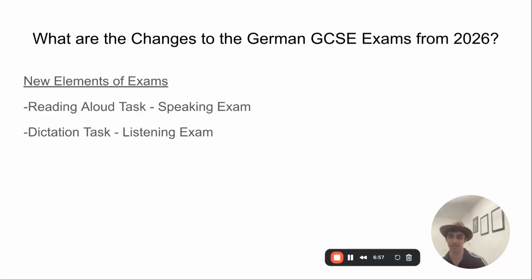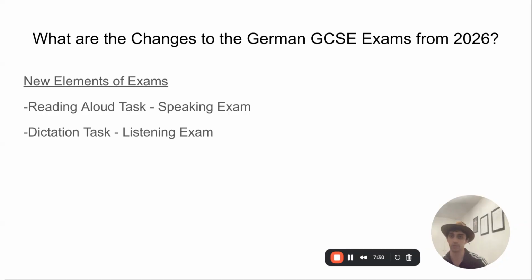So moving on nicely now to the new elements of the exams from 2026 onwards for AQA and Pearson EdXL GCSE only. One of these is the reading aloud task. That affects the speaking exam only. So the reading aloud task is a new part of the speaking exam. And what that consists of is, as the name suggests, essentially the student will have to read aloud something in German. So that is a task that should be reasonably easy to practice.